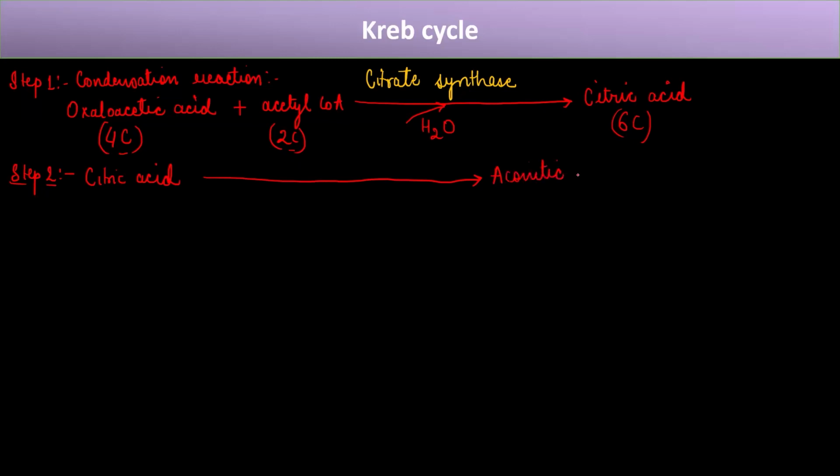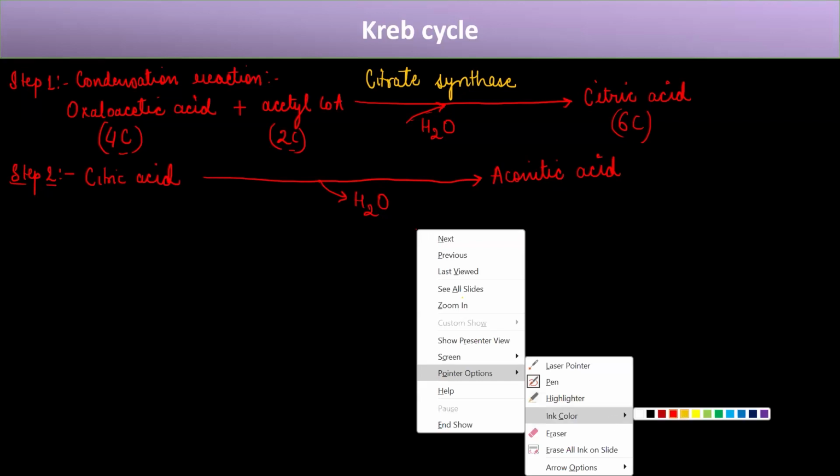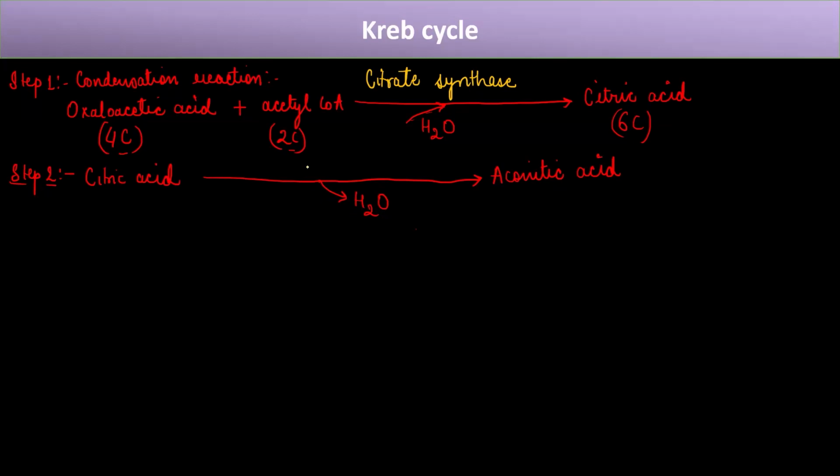Aconitic acid. Okay, and what happens in this case? The water molecule that was taken in step 1 gets released. So the aconitic acid is formed when the water molecule that was utilized in the first step gets released. And the enzyme that catalyzes this reaction is known as aconitase. Still, it is 6 carbon, and here there is just removal of H2O, so it will be 6 carbon.